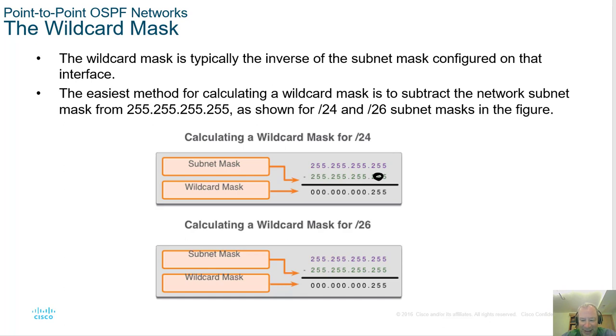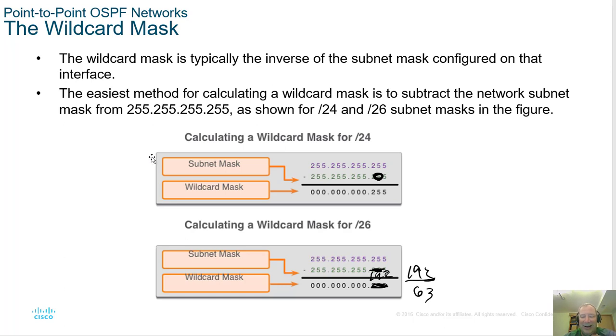With the /26, both of these numbers are wrong. The subnet mask for a /26 is going to be 255, 255, 255, 192. So 255 minus 192 is going to come out at 63. And that's one way that you can calculate the wildcard mask.